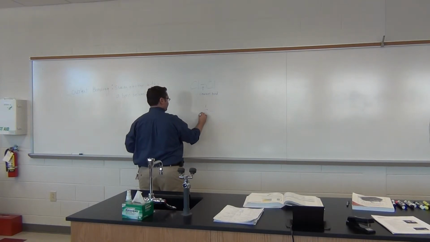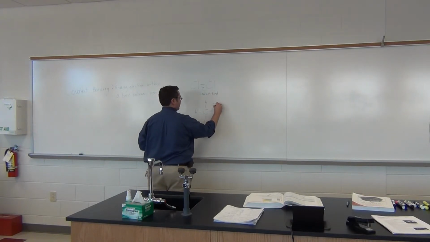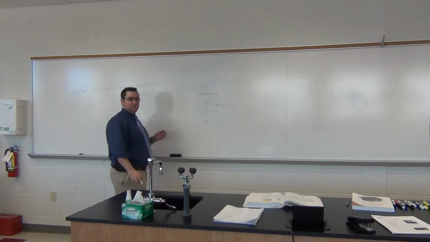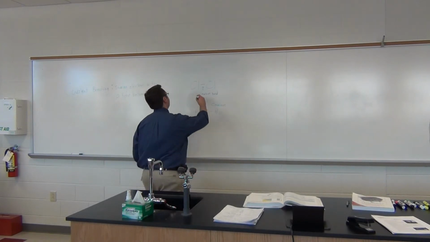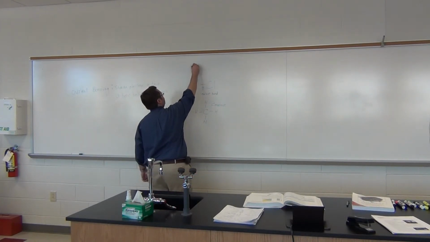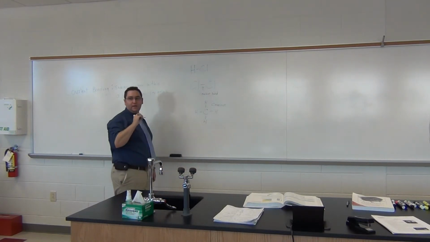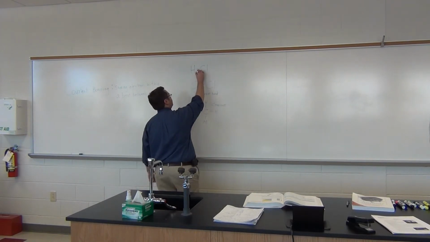Here's an example. CH4. All of these bonds are covalent. Again, it's between 2 nonmetals. Another example. HCl. This is going to be a covalent bond.